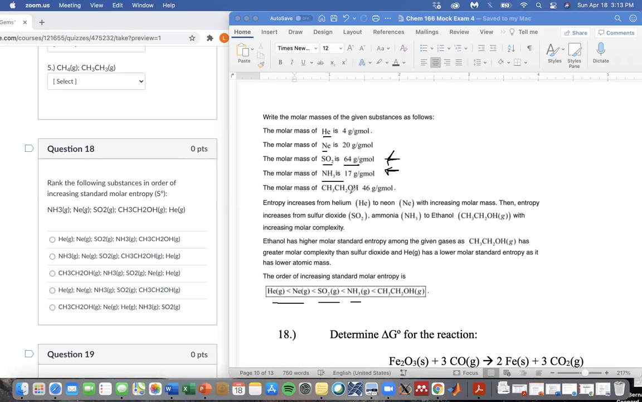Then for this last one, you can do the same thing where you count the number of atoms involved in this molecule: 1, 4, 5, 7, 8, 9. So you have 9 atoms involved here, as opposed to only 4 here and 3 here, 1, 1. So this one is definitely the most complex, and so that one has the highest standard molar entropy. Does that make sense? Any questions about that?